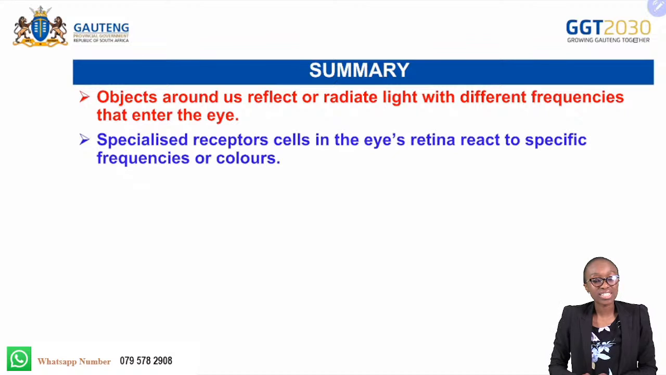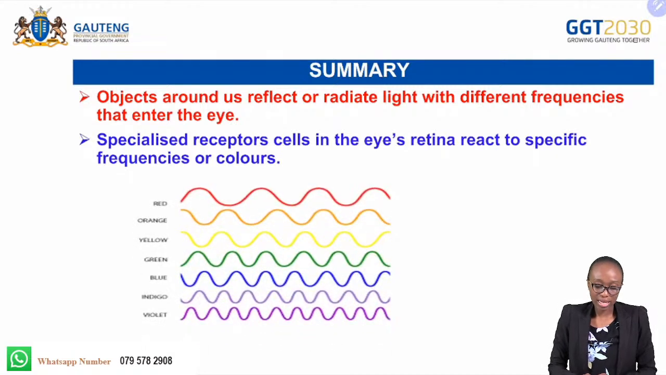Specialized receptor cells in the eye's retina react to specific frequencies or colors. Those are the different frequencies that we have, with red having the longest wavelength of the 7 colors and violet having the shortest wavelength of the 7 colors. And those light-sensitive receptor cells found on the retina are able to differentiate the different frequencies and wavelengths of different colors. That's how special our eyes are.